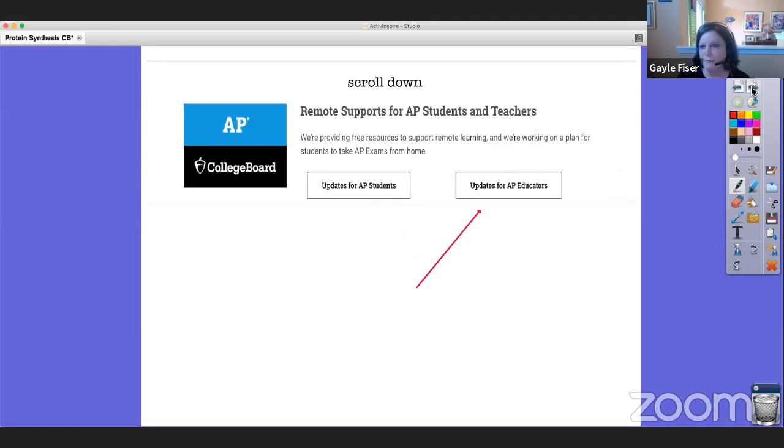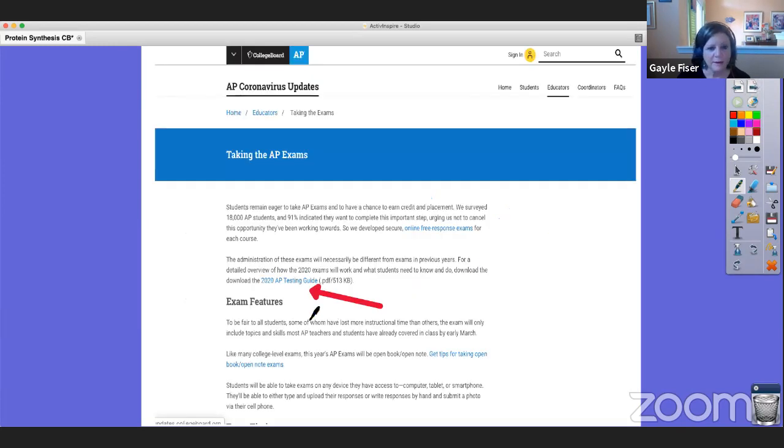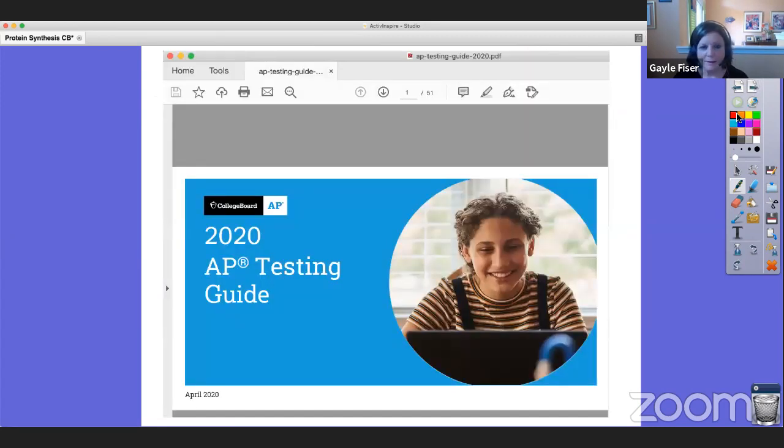So updates for AP educators, and then learn more about taking the exam, and then click on this 2020 AP testing guide, and it is this fantastic, very clear, concisely written testing guide, okay? Even though it says that looks terrible, right? But it's not. It has simple information and diagrams on each page to walk you through.